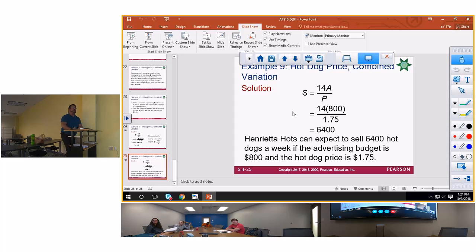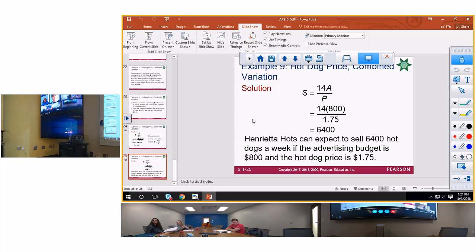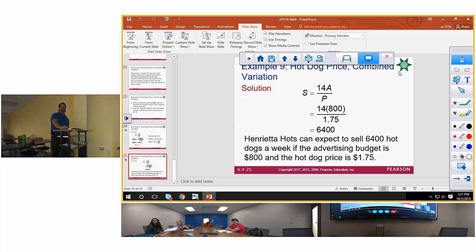I swear they're being very brave putting that in the book. I'm surprised somebody hadn't complained and been offended by Henrietta Hots.